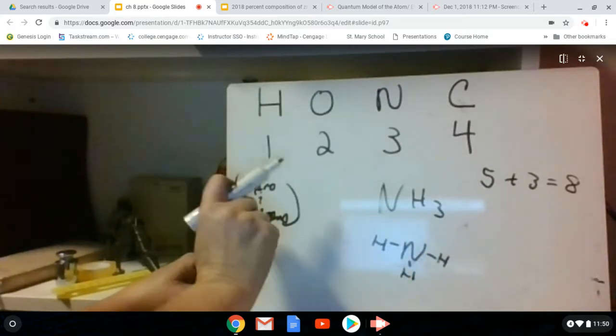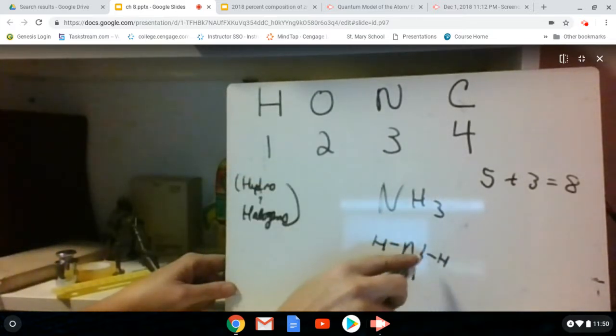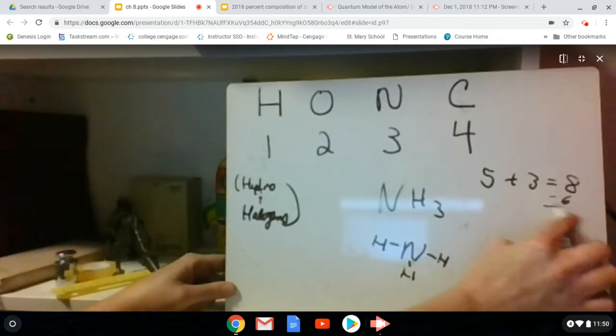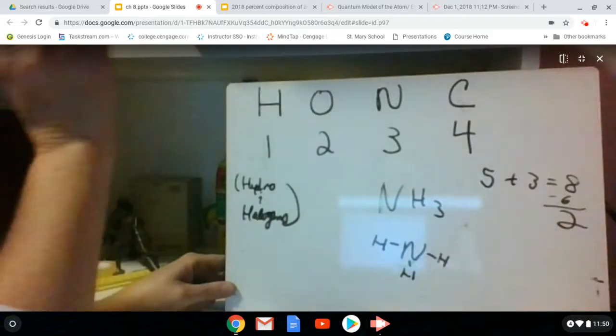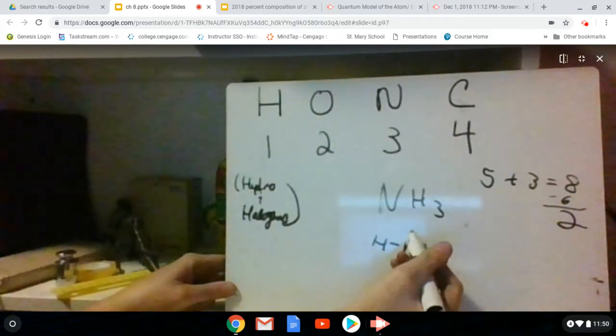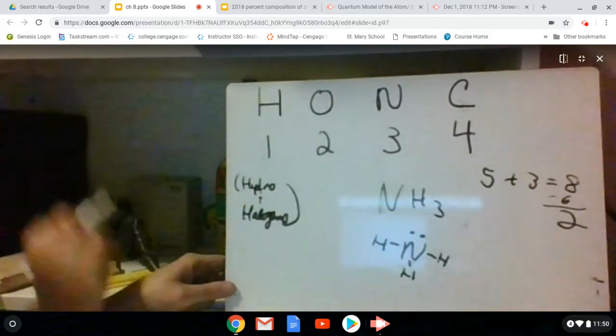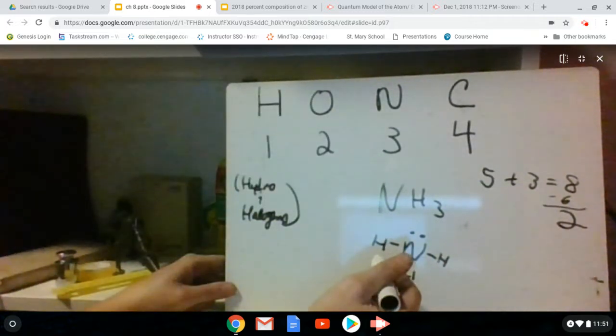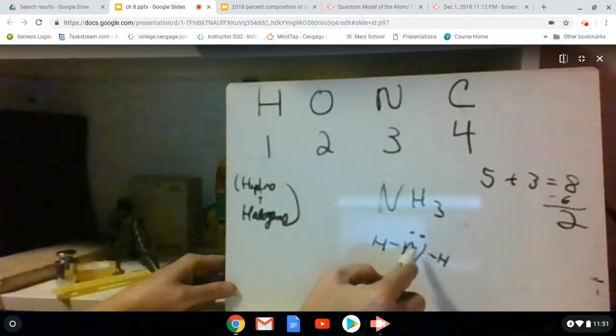Each bond represents 2 electrons, 2, 4, 6. So 8 minus 6 leaves us with 2 electrons left. And since there's 2 electrons left, we said we're going to put them on the central atom. That is the Lewis dot structure for ammonia. Double check. All of the hydrogens fulfill the duet rule. They're completely full. And the nitrogen has 2, 4, 6, 8 electrons, 3 bonding pairs, 1 lone pair.